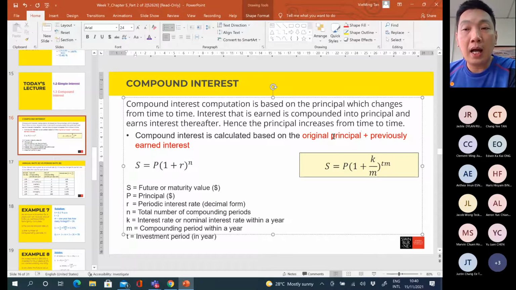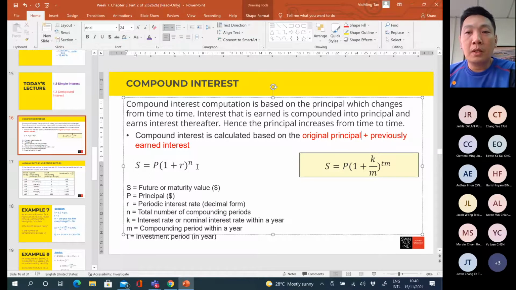But we can use the S value to do the calculation first before we get the I. So for compound interest, the S value, the maturity value, is equal to the principal multiplied by 1 plus the periodic interest rate. The periodic interest rate here can refer to the monthly interest rate or weekly interest rate, depending on the question. And power the total number of compounding periods, that means how many times the interest will be given to the investor. It's called the compounding period, calculating period, or interest revising period.